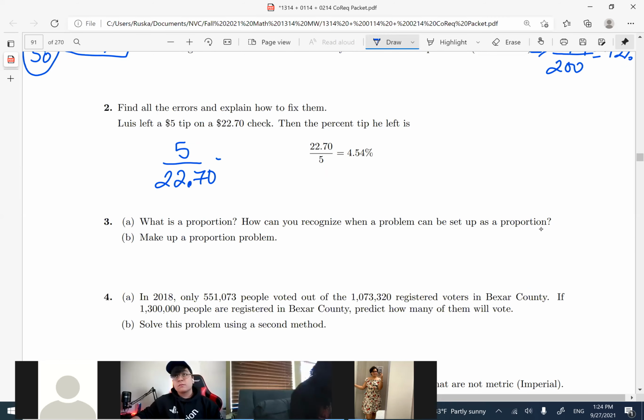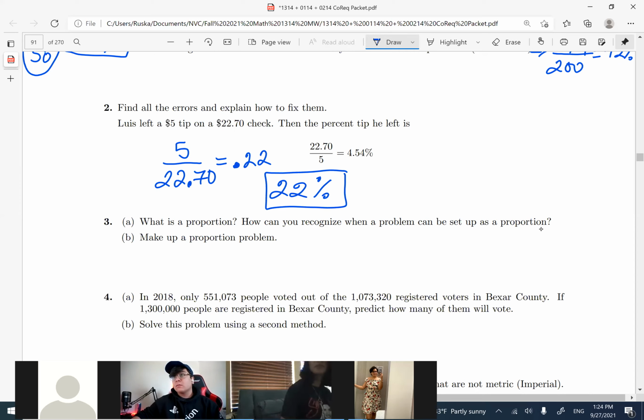And when you divide 5 by 22.7, what do you get? How many percent is going to be? I'm going to round. It's 0.22, and 0, and 2, 6, and so on. So I'm just going to put 0.22. So how many percent is that? 22%. That's right. Good job. So that's how you do it. That's how you fix it.